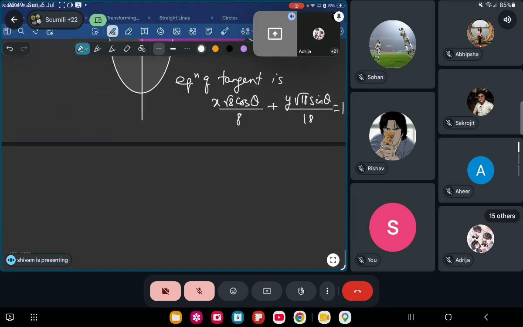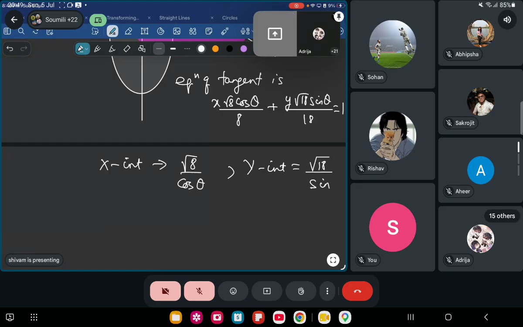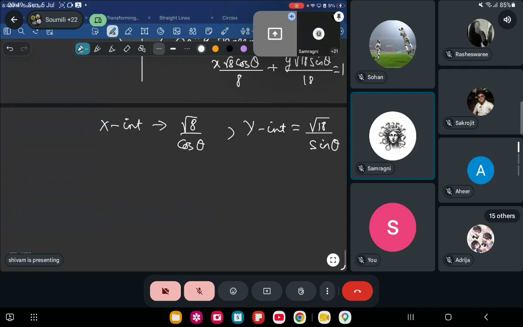Let us find out the x-intercept and y-intercept. What is the x-intercept? Root 8 by cos theta. And what is the y-intercept? Root 18 by sin theta. Those who are online, are you getting it? Arjo, Samragni, Rasheshwari, Anvesha, Adrito? Yes, sir. Okay.